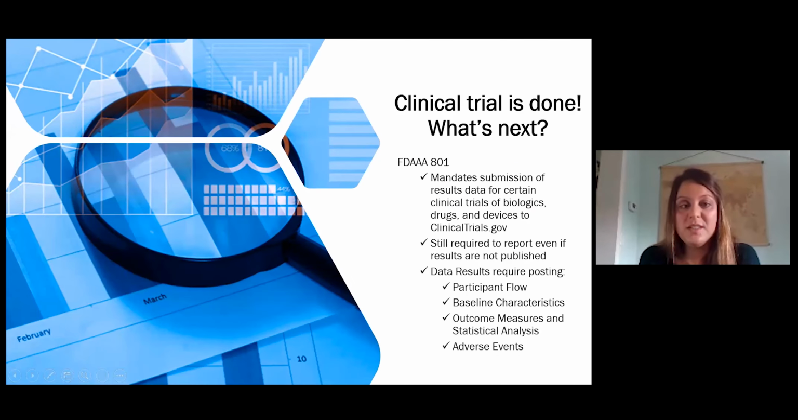So when your clinical trial is done, you say, okay, well, what's next? Well, you're going to have to report your results on ClinicalTrials.gov. And the FDAAA 801 mandates the submission of results for certain trials that qualify for biologics, drugs, and devices, and they're required to report these results even if they're not published. And what they're looking for is participant flow, baseline characteristics, outcome measures and statistical analysis, and adverse events. They want those data elements to be reported on this site.